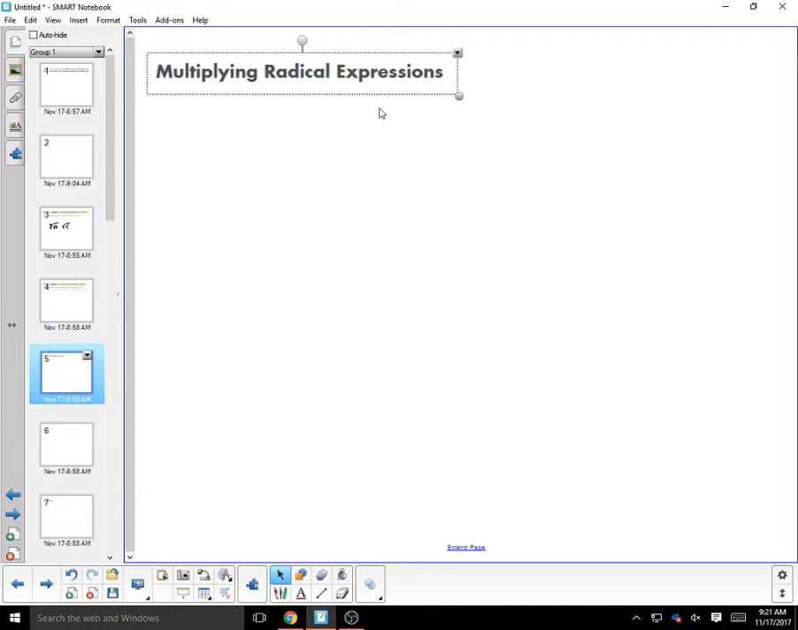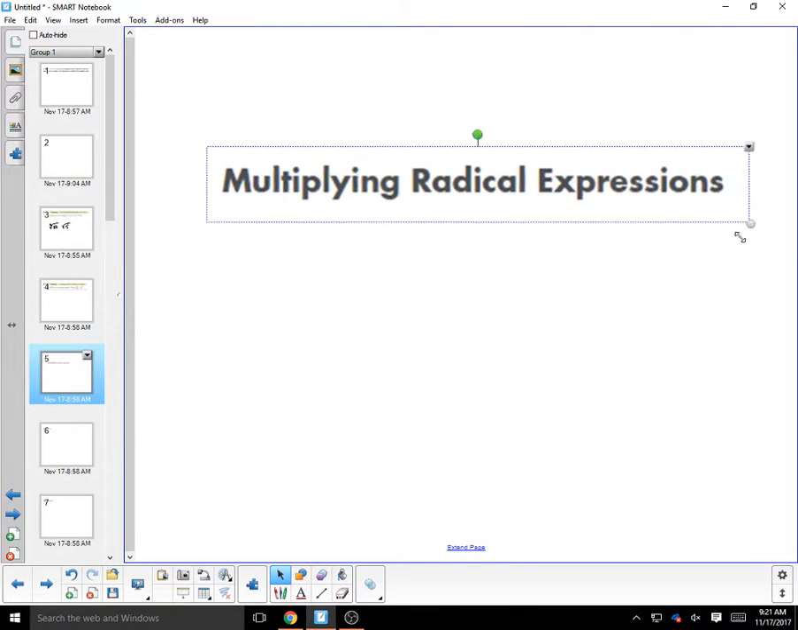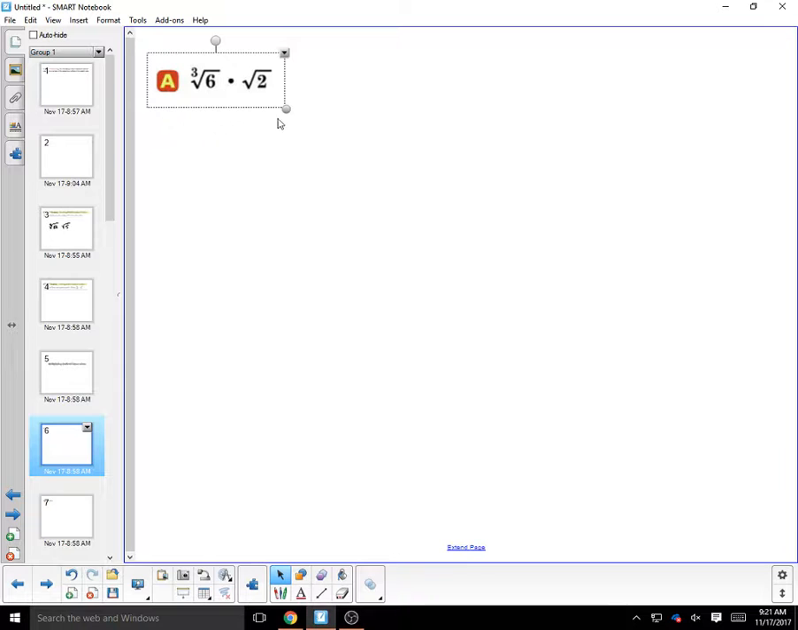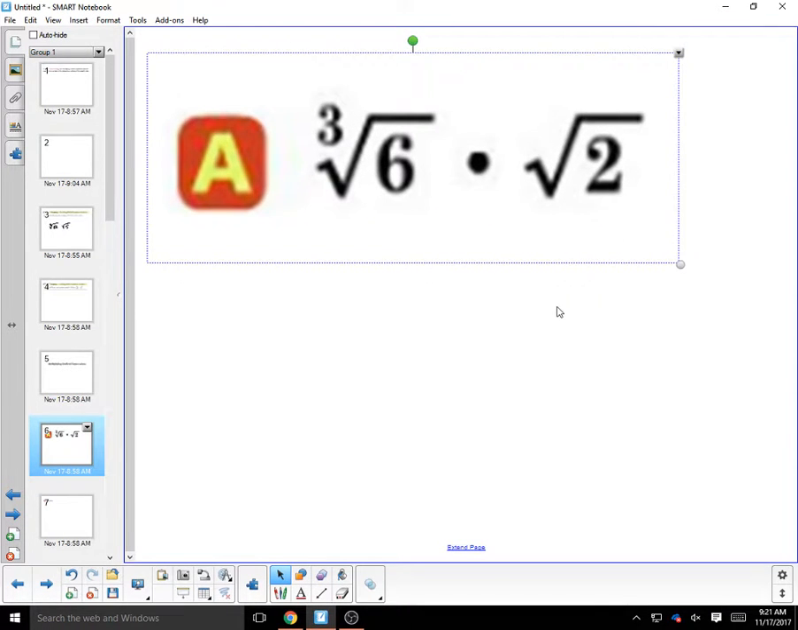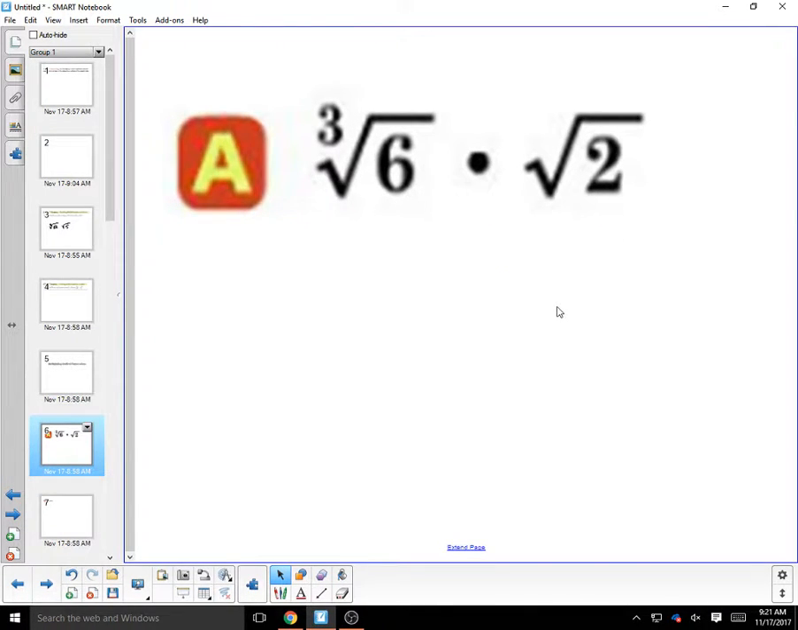All right, moving on. So multiplying radical expressions. Let's get to that. Here is the third root of 6 times the square root of 2. Can I do that? No. The answer is no, because you don't have the same index. One is 3, one is 2. Therefore, I'm done. Move on. There's nothing to do. Okay?